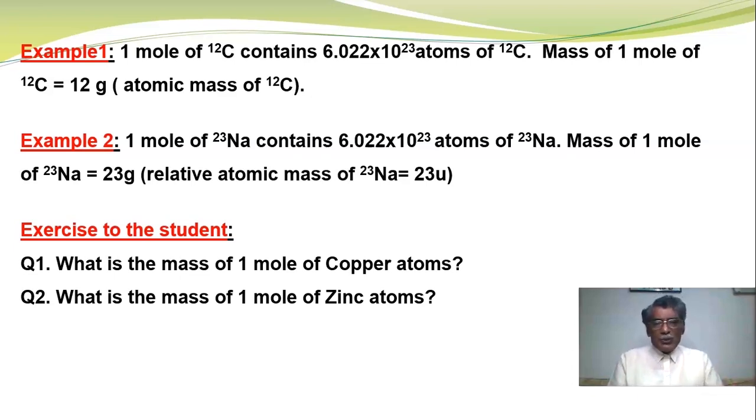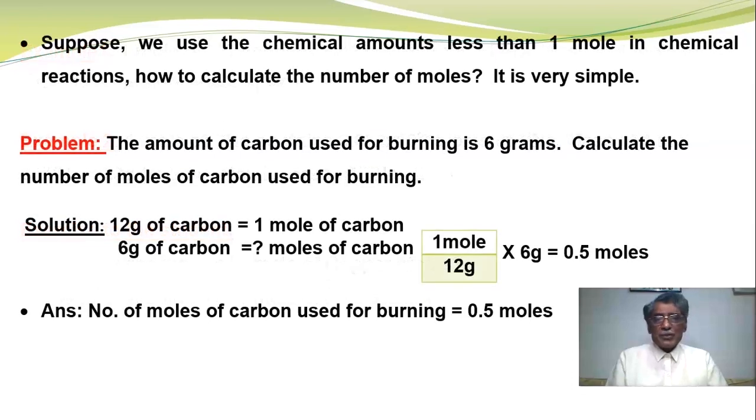Now, you do this exercise. What is the mass of 1 mole of copper atoms? What is the mass of 1 mole of zinc atoms? Suppose we use the chemical amounts less than 1 mole. How to calculate the number of moles?